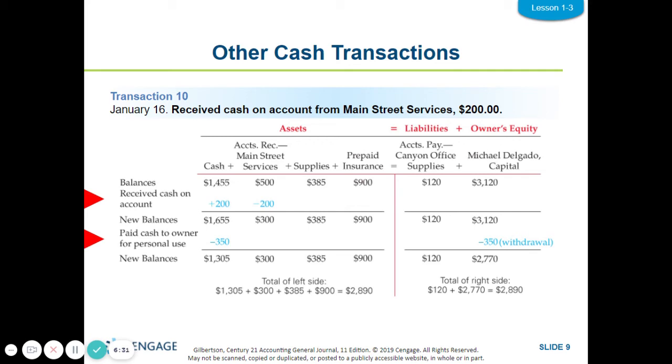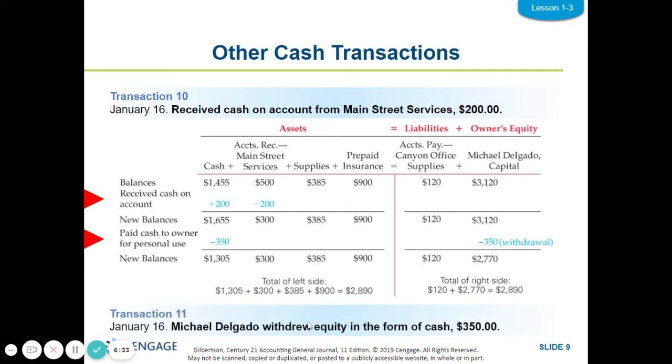So the next one, paid cash to owner for personal use. Michael Delgado withdrew equity in the form of cash for $350. So cash went down because he took cash out, and capital is going to go down, and we call that a withdrawal. So he basically took $350 out of the cash of the business and gave it to himself as a payment for something. And so again, our 4 rules, 2 accounts. This time they're on opposite sides, so they moved in the same direction. This time they went down, and our accounting equation stays in balance.